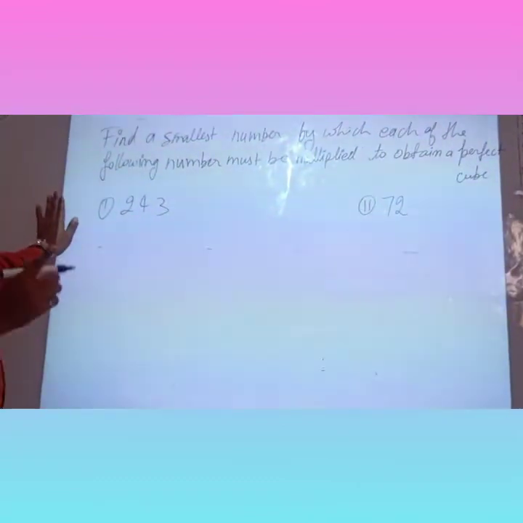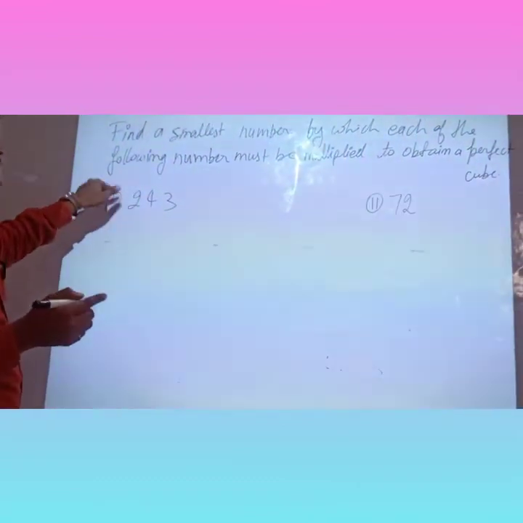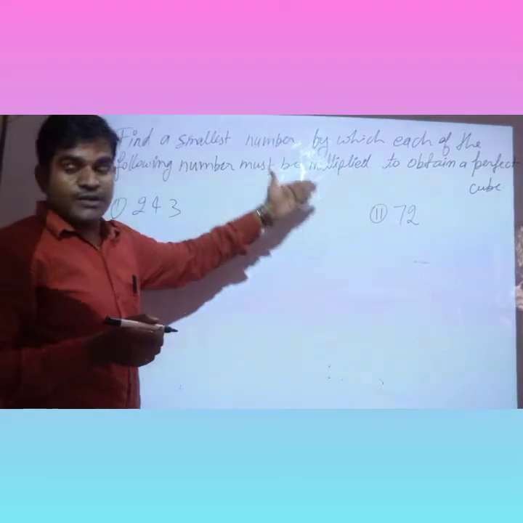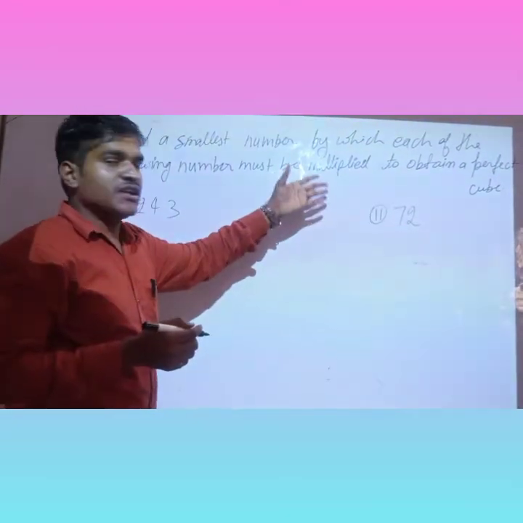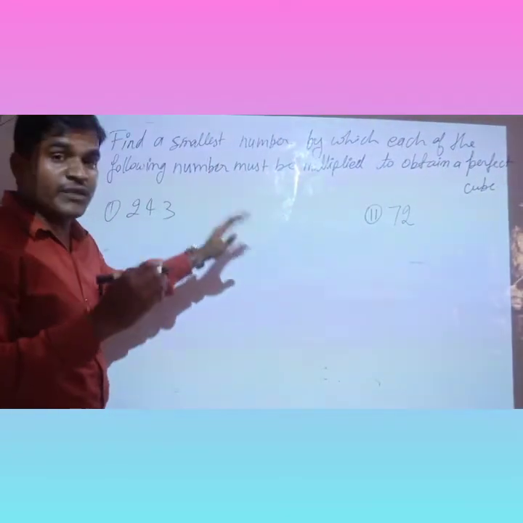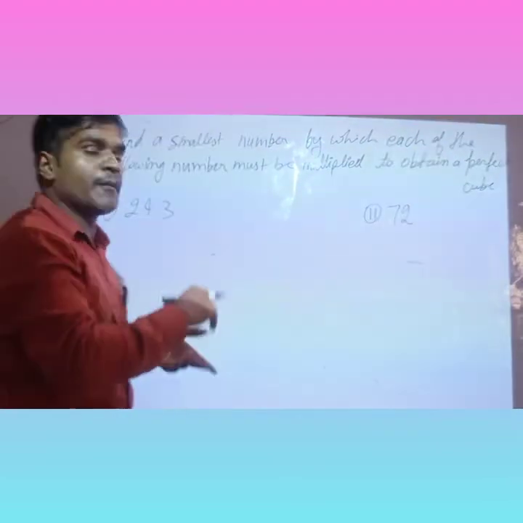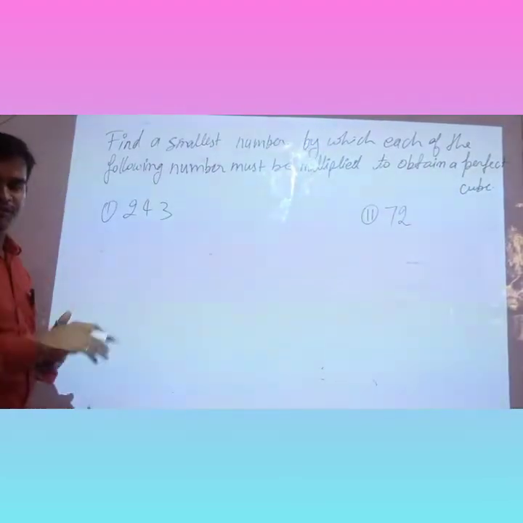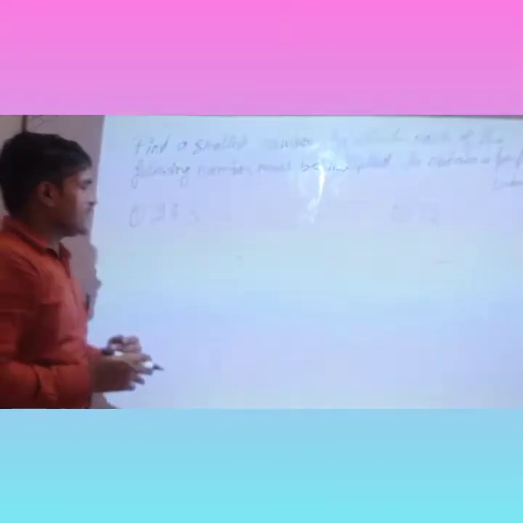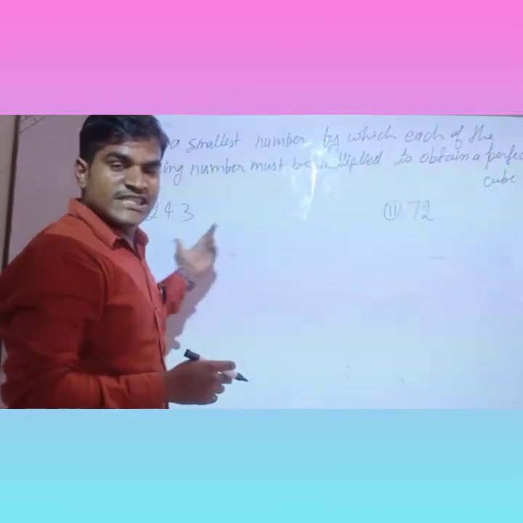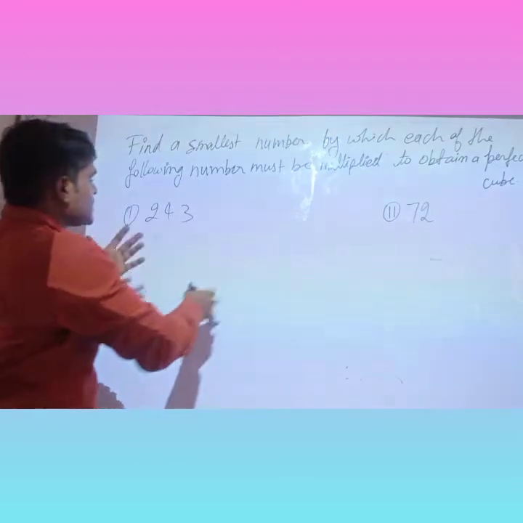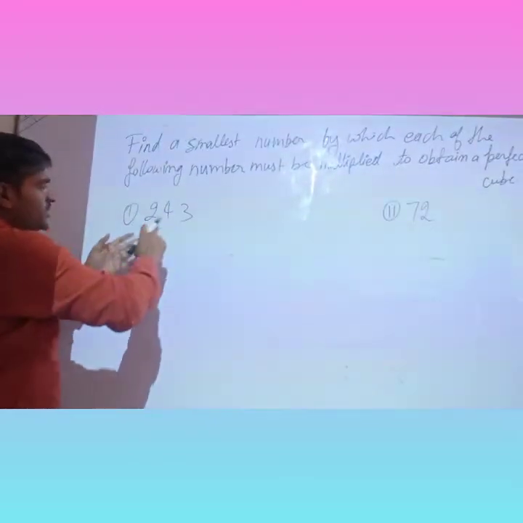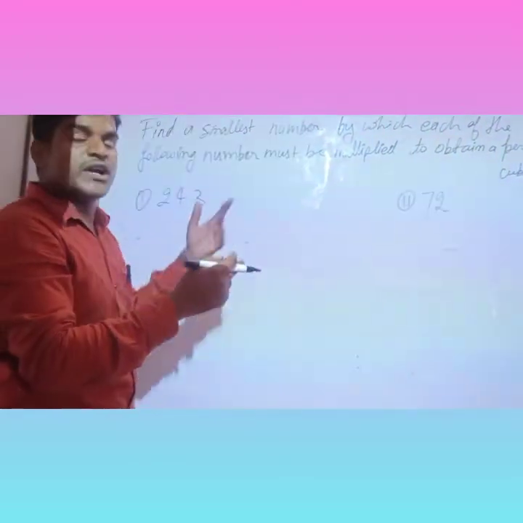Students, the question given is: find the smallest number by which each of the following numbers must be multiplied to obtain a perfect cube. It means the given number is not a perfect cube. Yes, 243 is given, 72 is given. These are not perfect cubes. So by which number do we multiply 243 to get a perfect cube?